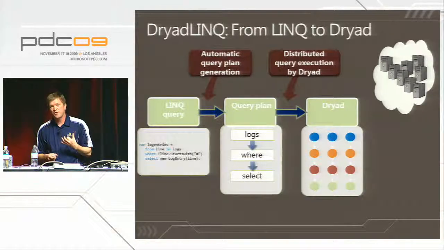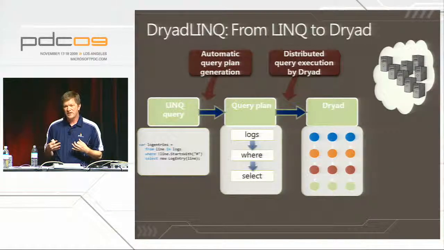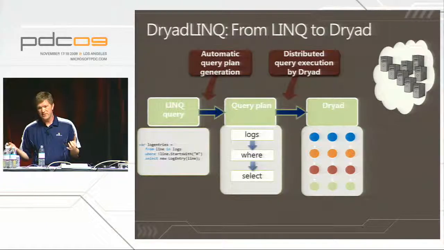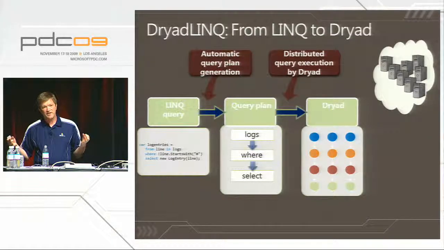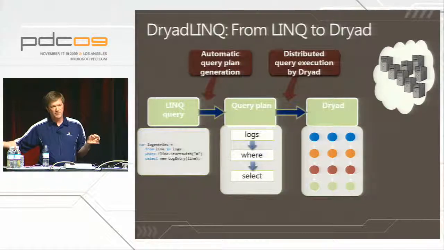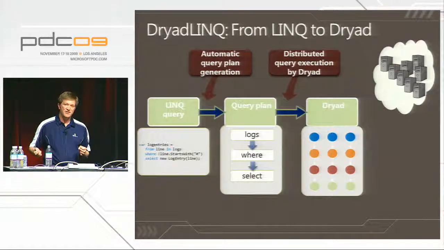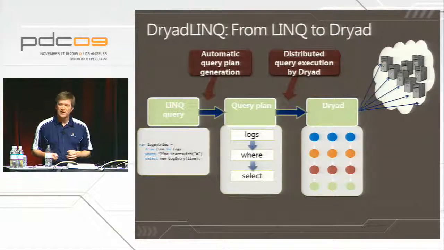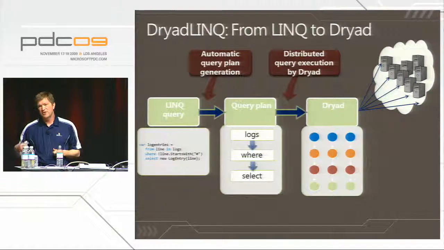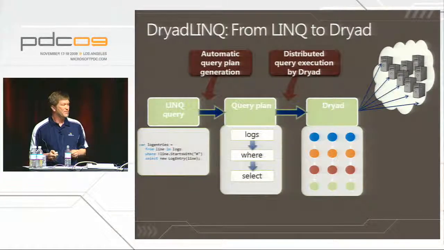Dryad is going to look at that query plan. It's going to look at the data set that was input and where that data lives on the cluster. It's going to scale that query plan out in the second dimension across the partitioned data. And then it's going to talk to the HPC job scheduler, instantiate the code on the cluster, and actually execute the graph.